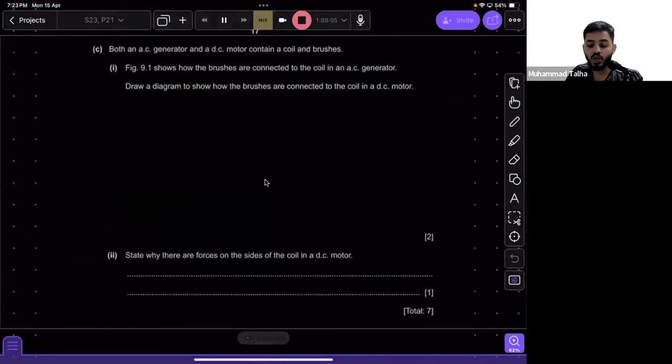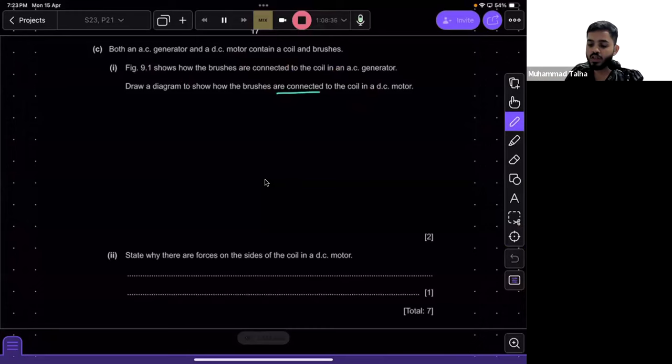Yeah, this is the good question that we were talking about. Both an AC generator and a DC motor contain a coil and brushes. Figure 9.1 shows how the brushes are connected to the coil in an AC generator. Draw a diagram to show how the brushes are connected to the coil in a DC motor. In the case of the AC generator, you have two of the rings, the slip rings.